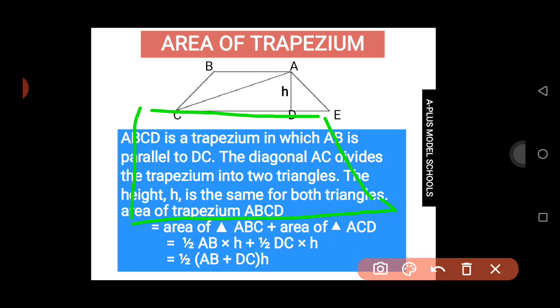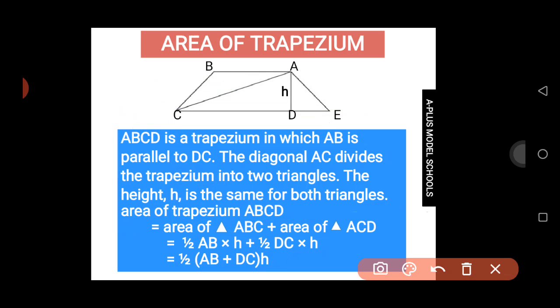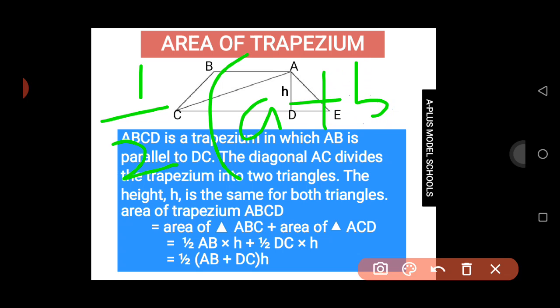You can see, this side is the height, and these two sides are parallel to each other. So I can name this to be A, this to be B, and this to be H. So here, I can say that my formula is 1 over 2 in bracket A plus B, close bracket, multiplied by H.